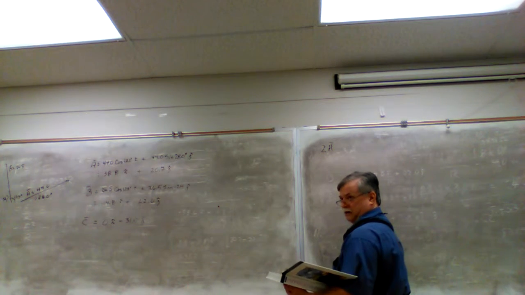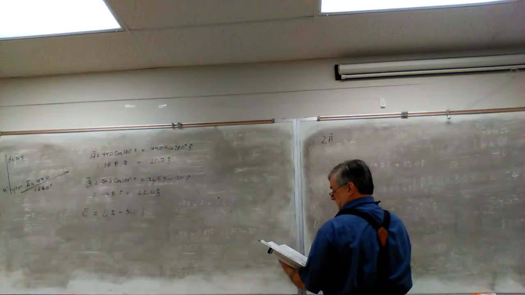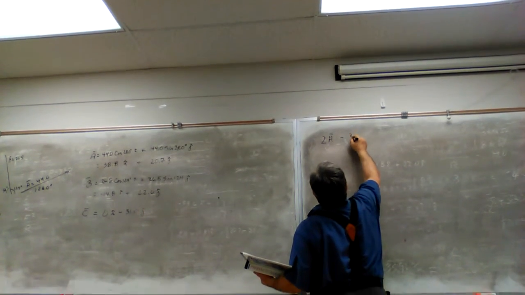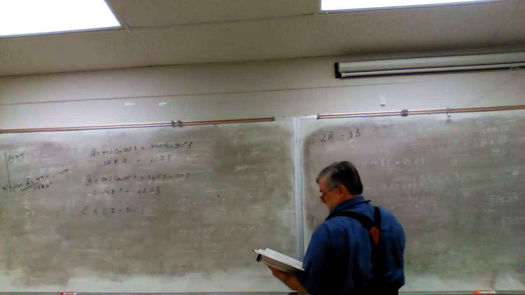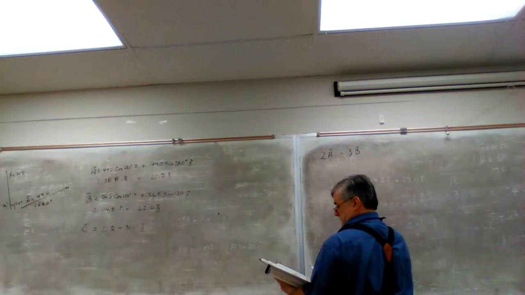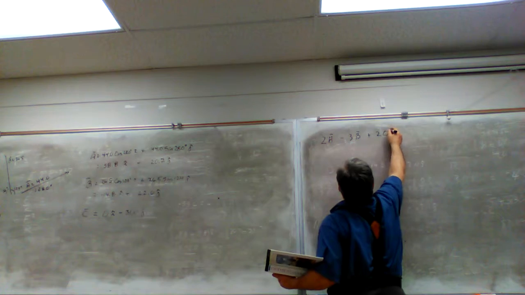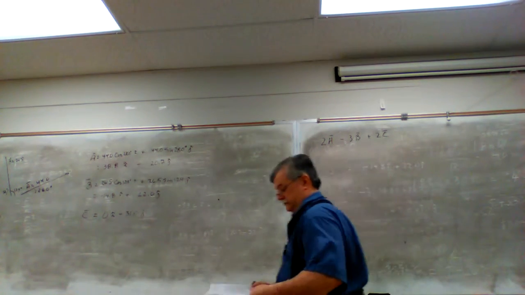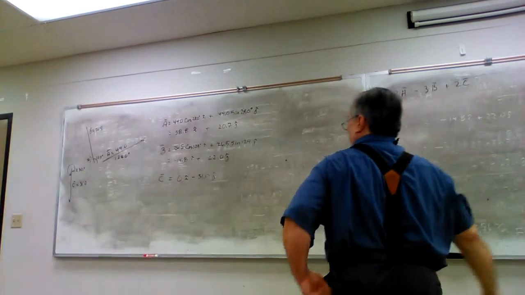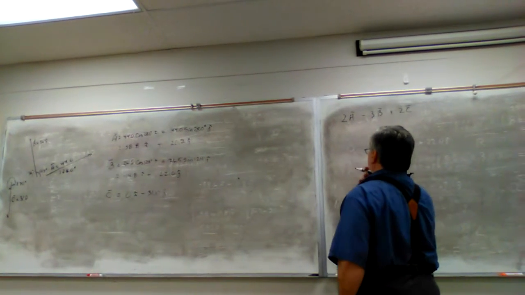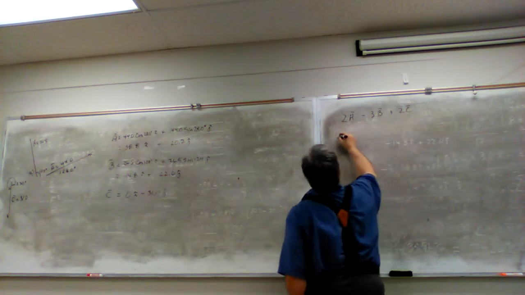We are doing 12, right? Okay. 2 times A minus 3 times B plus 2 times C. Okay. Let's start by finding 2 times A.